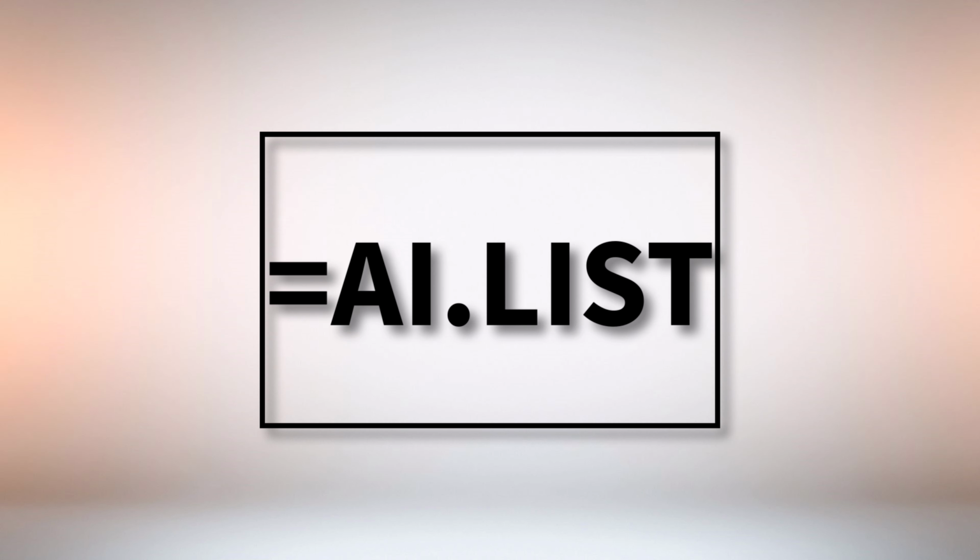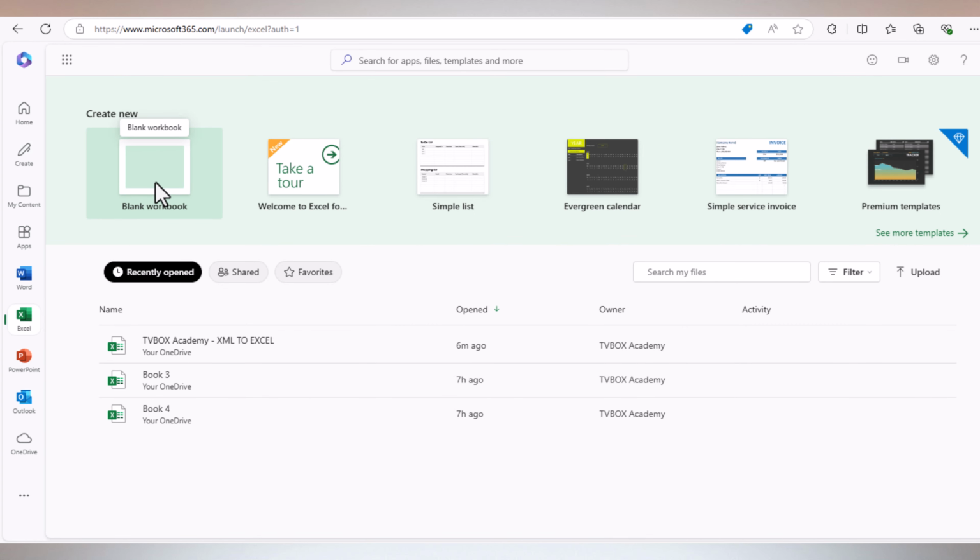In this section, I'm going to show you how to use the AI.list function in Microsoft Excel. Open Microsoft Excel and click on Create New Workbook.